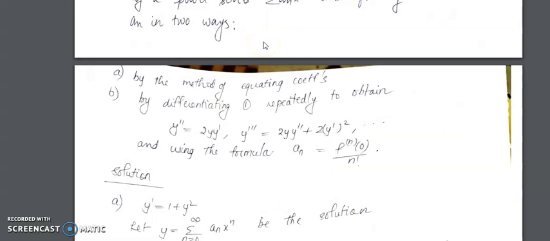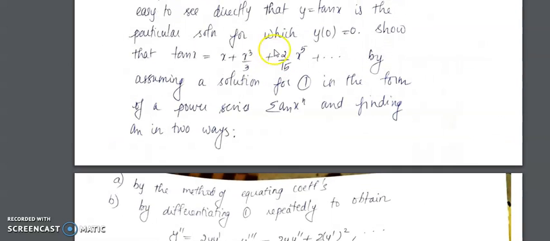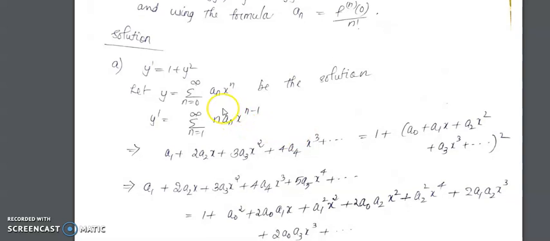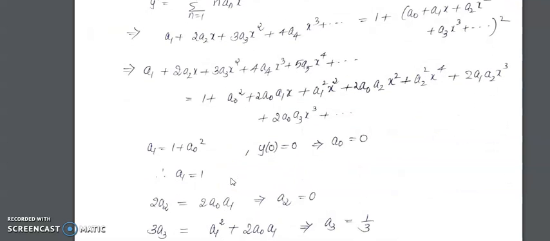Now here you are given the initial condition y at 0 is equal to 0. So y at 0 is a0. So this is the value of y, that is a0 plus a1x plus a2x square. So when x equal to 0, the value of y will be a0. So a0 is 0, and when a0 is 0, a1 will be equal to 1. So we have obtained the value of a1.